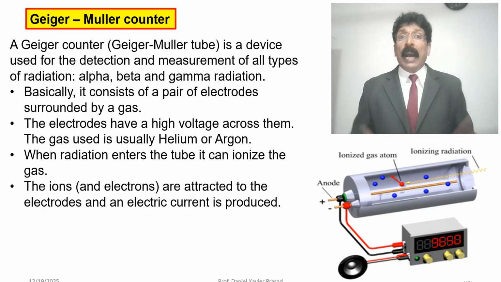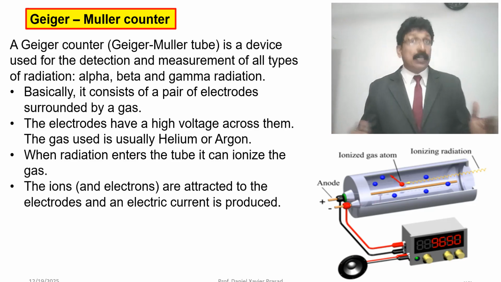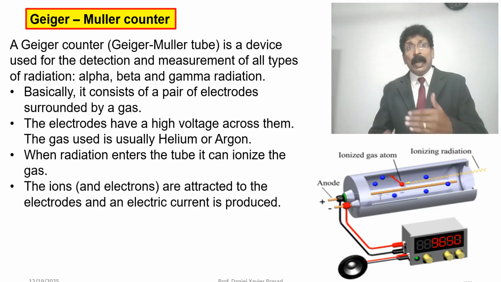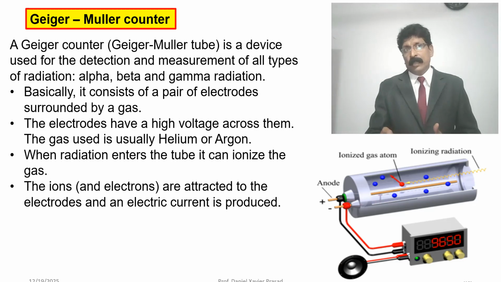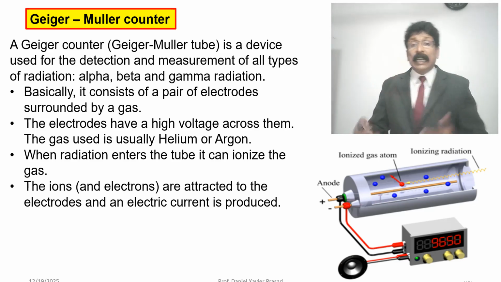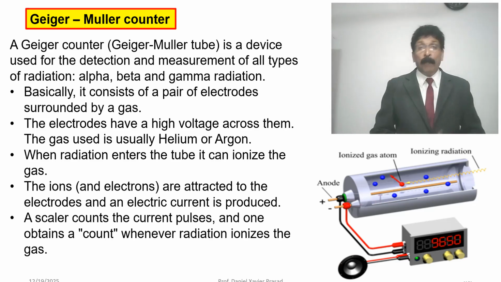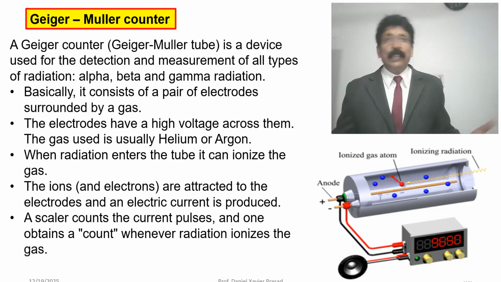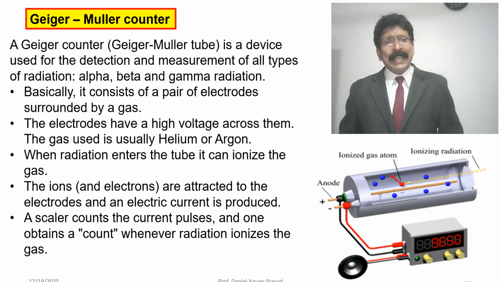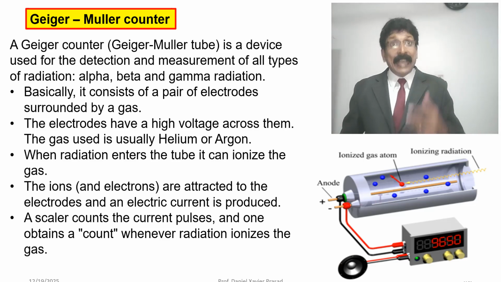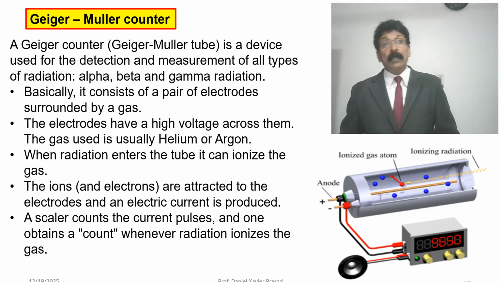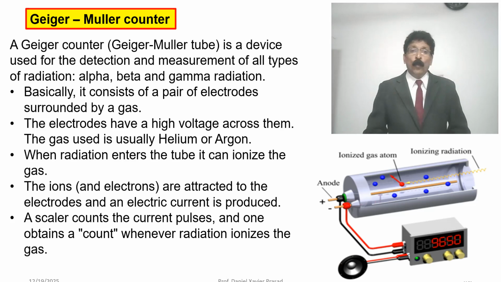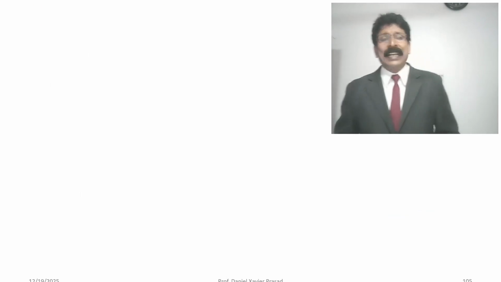The ions and the electrons which are produced from the ionized compound will be attracted to the electrodes, the detecting place, and the electric current will be produced. That will go into an amplifier and give the digital data, through a scaler. The scaler counts the current pulses, and one count is obtained whenever radiation ionizes the gas.